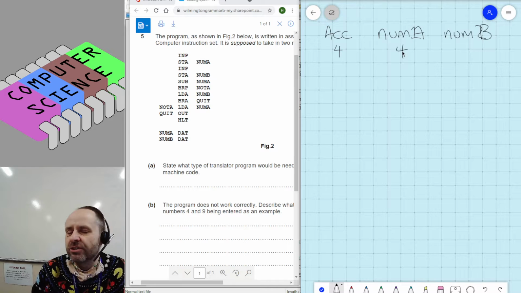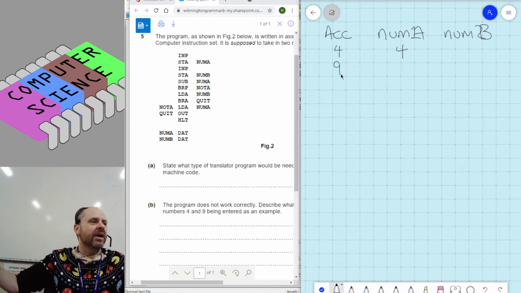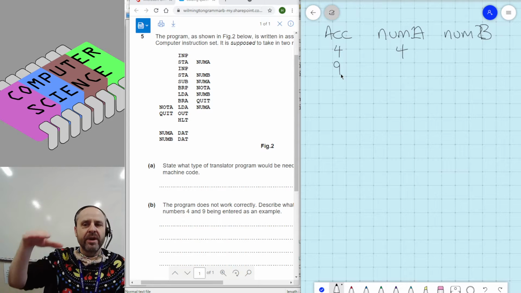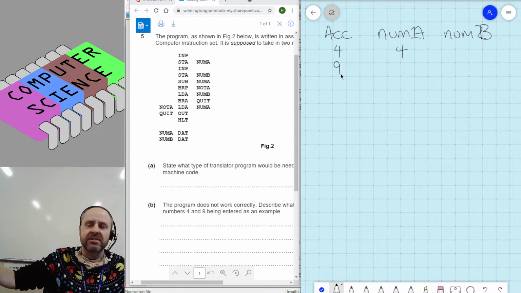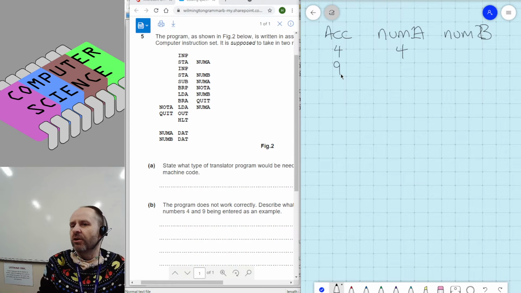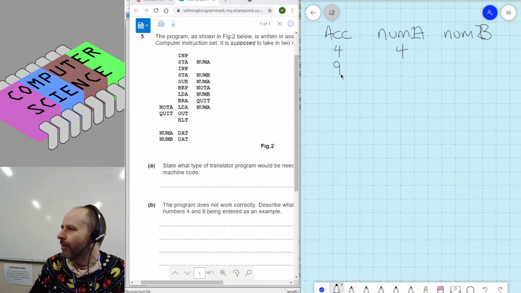Right, next instruction is input. So we're going to input a 9. Where does that go? Accumulator. We just write that as the next thing down. If we stop at any point, we can look at the bottom of each one of these columns and see what the current contents is. So I can see I've got 9 in the accumulator, 4 in num A, and an undefined value in num B. Don't know what's in there. Don't care what's in there.